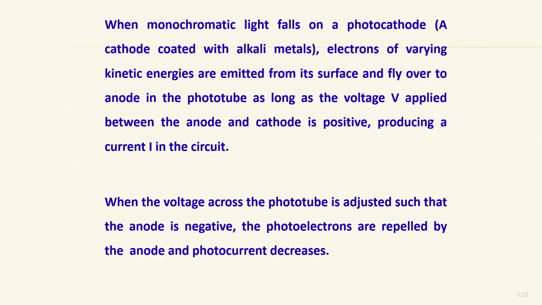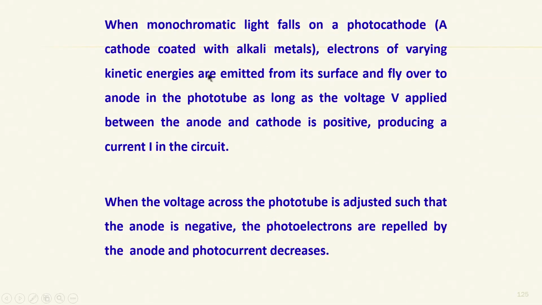When the monochromatic light falls on the photocathode, that is a cathode coated with alkali metals, electrons of varying kinetic energies are emitted from its surface and fly over to the anode in a phototube. As long as the voltage V applied between the anode and cathode is positive, it produces a small current. Now, we are talking about the interaction of electromagnetic radiation with the detector. Okay, the detector is nothing but a piece of metal on which alkali metals are coated.